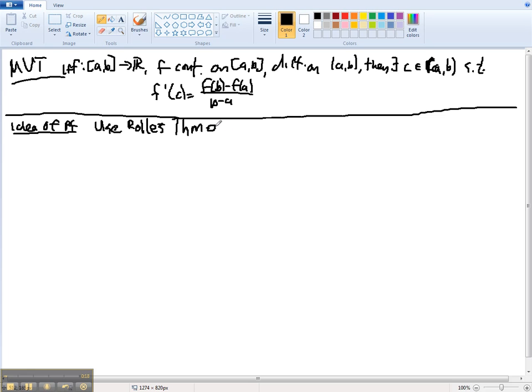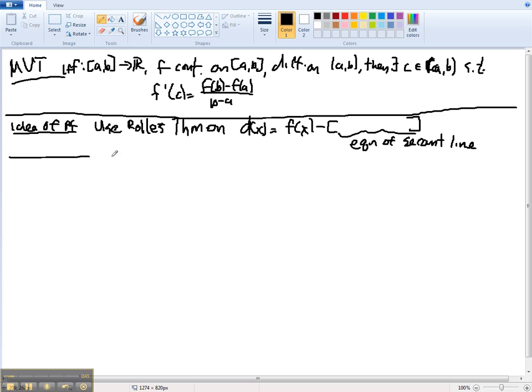So instead we're going to use it on this mysterious function D of x, which equals f of x minus a whole big long thing. Now the main point is, this whole long thing is the equation of the secant line. If you think back to high school algebra, you'll see that this is just the equation of a line. Remember, a and b are constant.